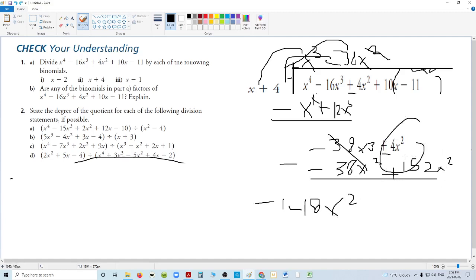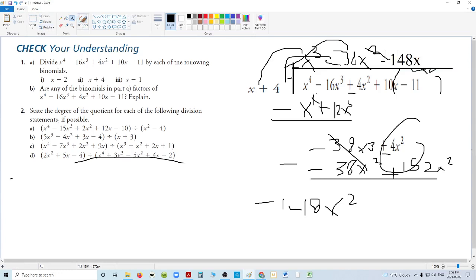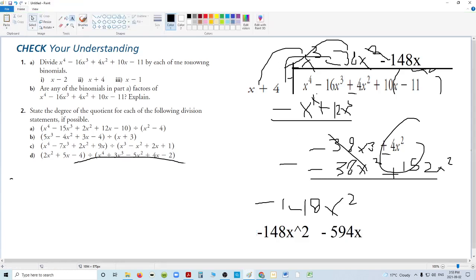That's this minus that. And I have to ask myself, what do I have to multiply x by to get minus 148x squared? Well, it's minus 148x. And when I multiply it by x, I do indeed get minus 148x squared. And when I multiply that by 4, I get minus 592x. And then you also have to remember that we're bringing down the 10x. That's the next number. And when I subtract it, I'm now going to add it. And I'm going to get 604x as the remainder.